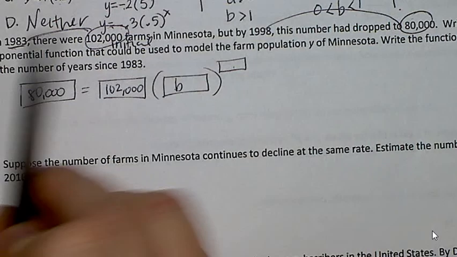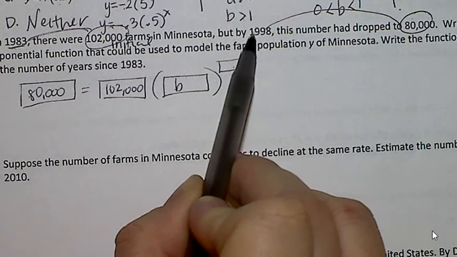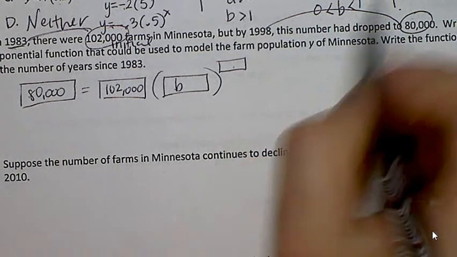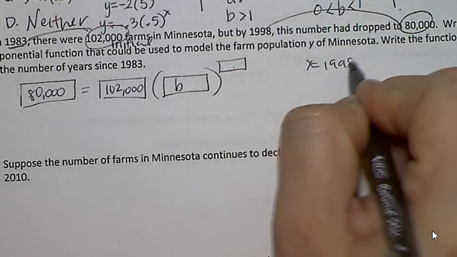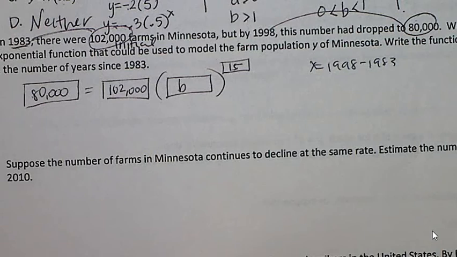So I look at the 2 years and I subtract. The difference from 1998 to 1993 is how many years? 15. Now if I asked you to solve this, you're going to do PEMDAS backwards. So you start at the bottom.